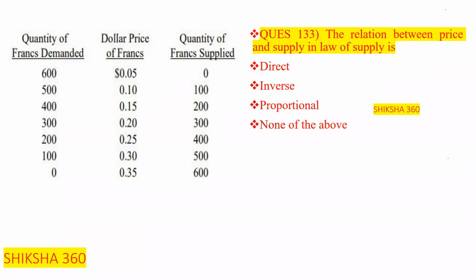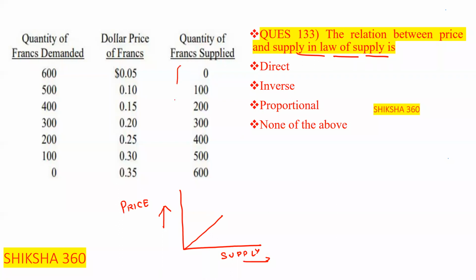Now move to the next question, that is the relationship between the price and supply in the law of supply. So let's draw here like this. Here we have price, here supply. As the price is increasing, here price is increasing, here supply is increasing. This one is the supply.